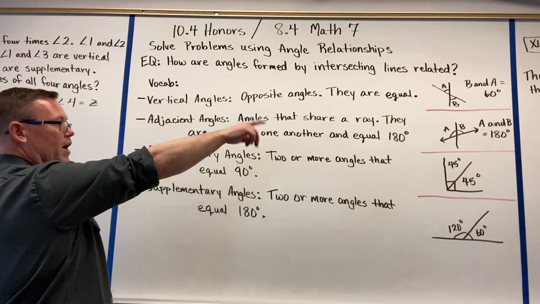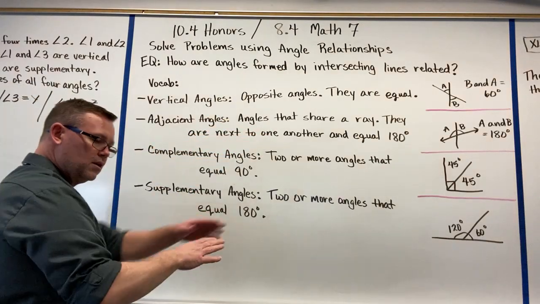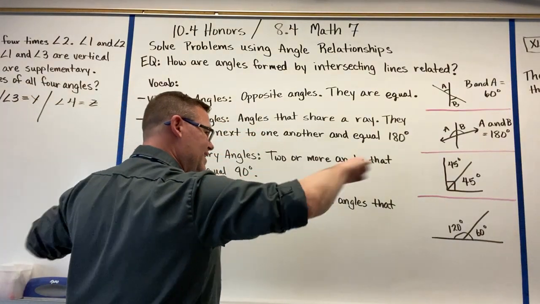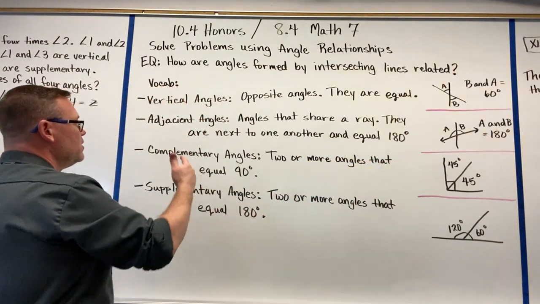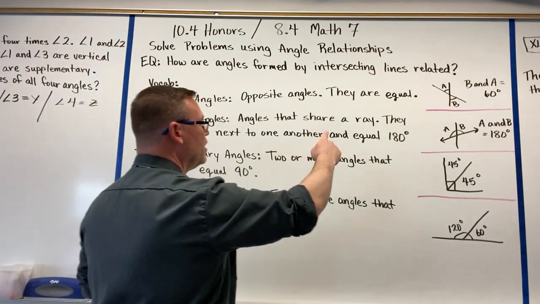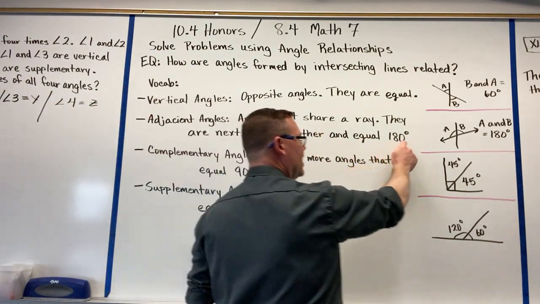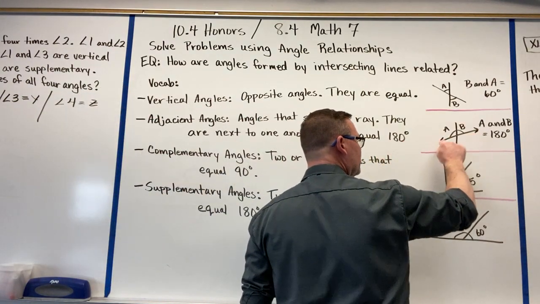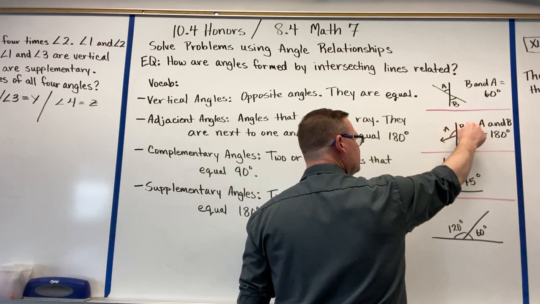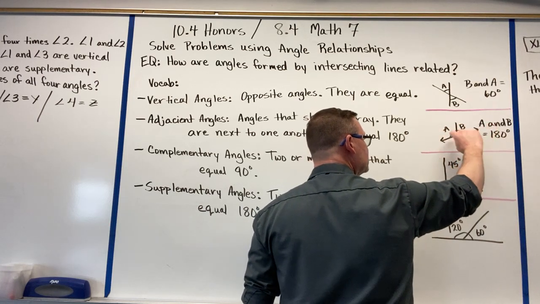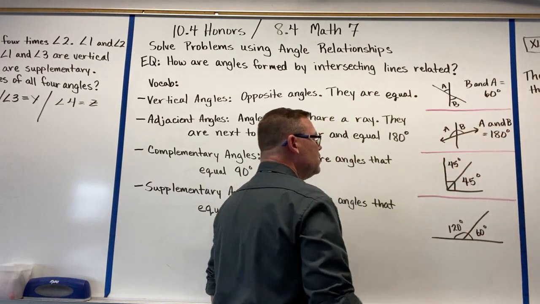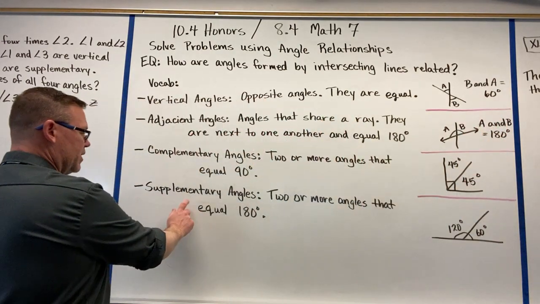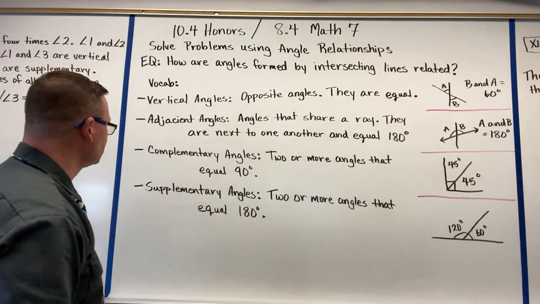Adjacent angles are angles that share the same ray. A ray is a straight line that goes in either direction infinitely. So they share the same ray. They are next to one another and equal to 180 degrees. In other words, here's that ray going through. Here's A and B. They're next to each other, and this would actually equal 180 degrees. Okay? So in other words, they are supplementary, and we'll get to that in a second.